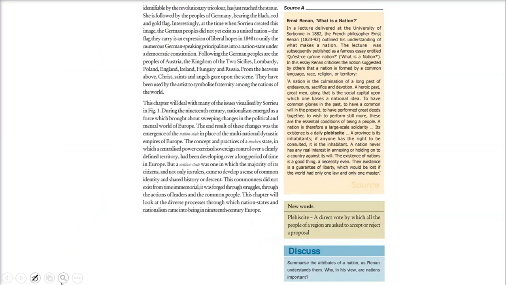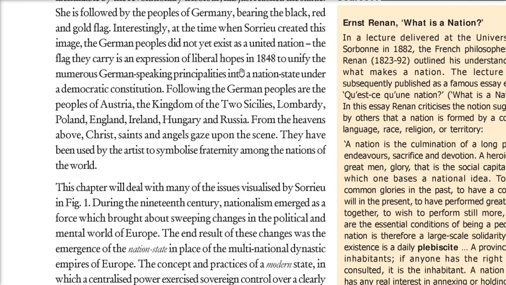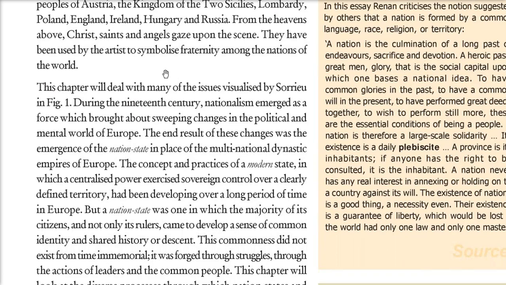Though we see the French people bearing the revolutionary tricolor, Germany is followed by a black, red and golden flag. But when this image was created, German people did not yet exist as a united nation. This is just the expression of liberal hopes in 1848 to unify all the German speaking principalities under one nation, under a democratic constitution. And then we have people from Austria in this picture, Kingdom of Two Sicilies, Lombardy, Poland, England, Ireland, Hungary, Russia. And as I just told you, from heavens, Christ, saints, angels also gaze upon the scene. So this is the artistry of Sorrieu, symbolizing the fraternity among the nations of the world, that is Bhaichara.